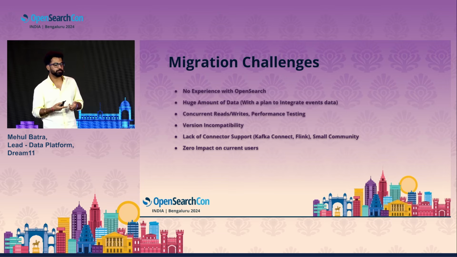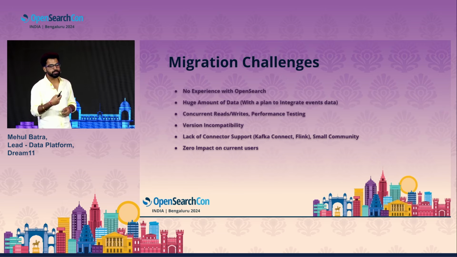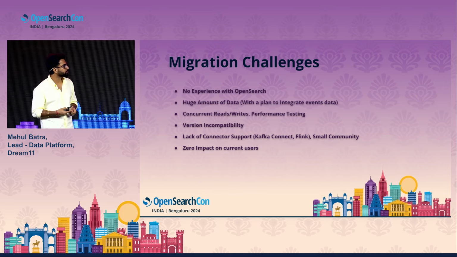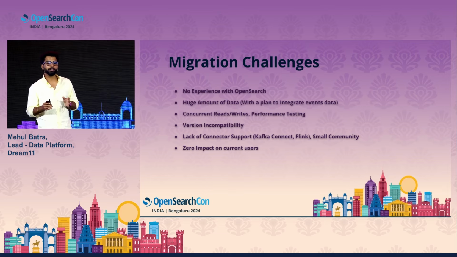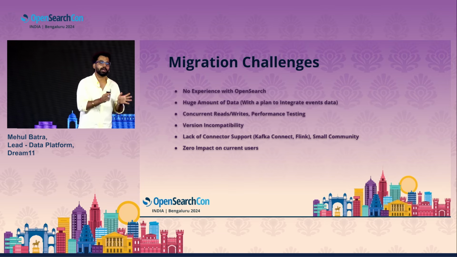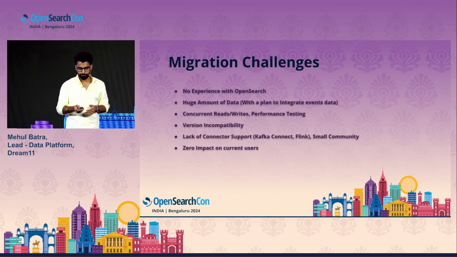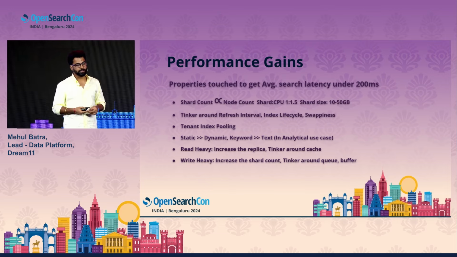So there was not much support of the connectors for Flink and Kafka. So we started working with the community. We did what we could to push things forward. And we did bits of builds and came up with the support for Kafka Connect and Flink in-house. And then we wanted to have zero impact on the current users while we were doing all of this in our secondary cluster. So as I said, that was the right time to get the performance gain.